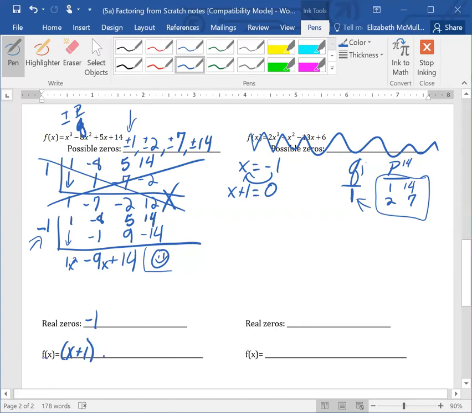Let's find our other factors. So x squared minus 9x plus 14. All right, our leading coefficient is a 1. So we use our shortcut direct factoring method. So I need two numbers that multiply to get +14, but add to get -9.